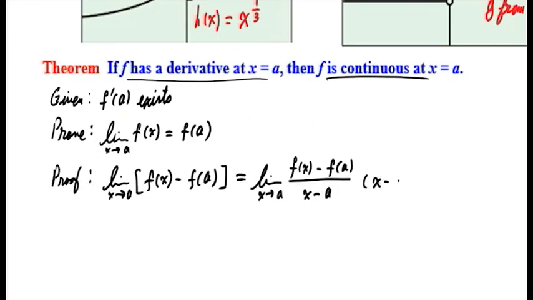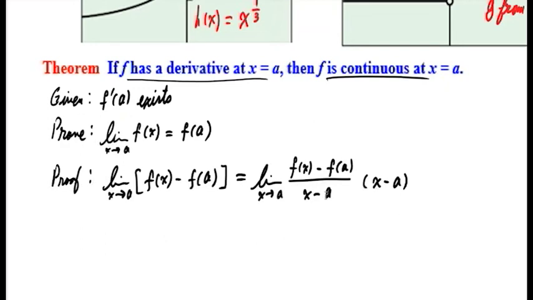Times x minus a. Is it exactly the same statement as before? Do these things cancel and give you this back? You have to be careful. This is not equal to the previous line if x is equal to a.